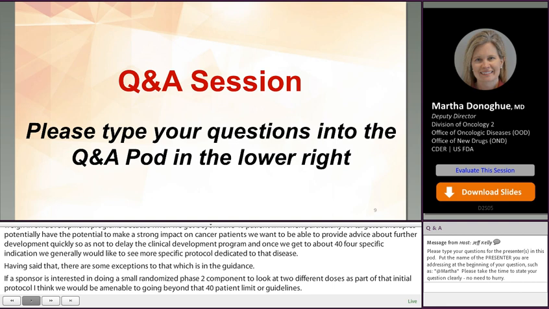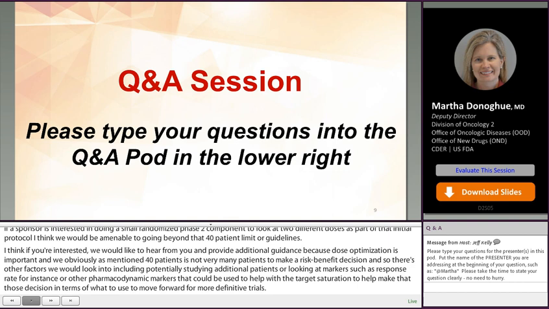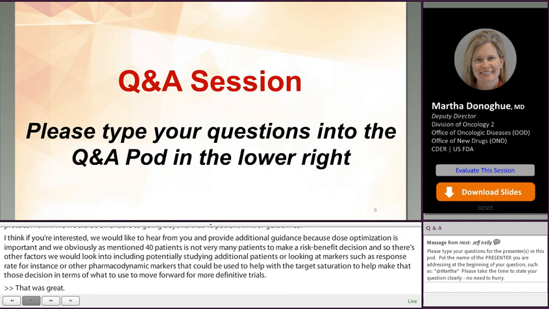That was great. I always thought of those early expansion cohorts as primarily activity cohorts. That's a guideline, not necessarily a very hard, fast rule. Got it. I understand we want to dose optimize as early as possible, but you need to know whether the drug works first before you really start to do that.